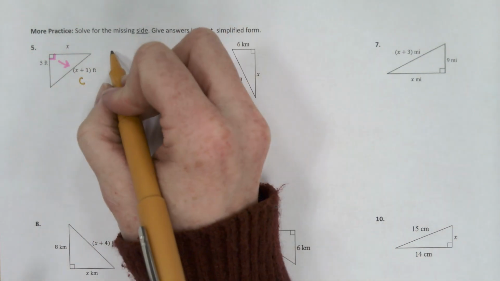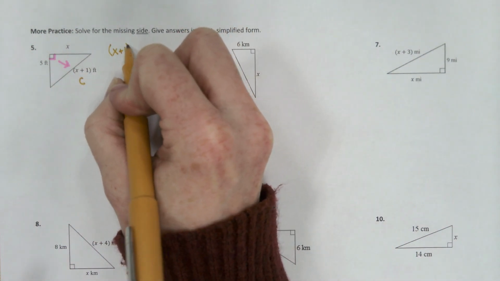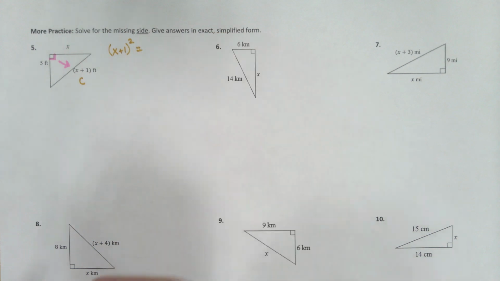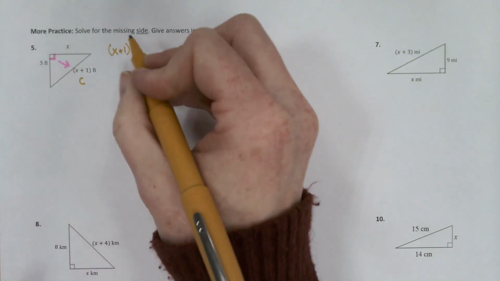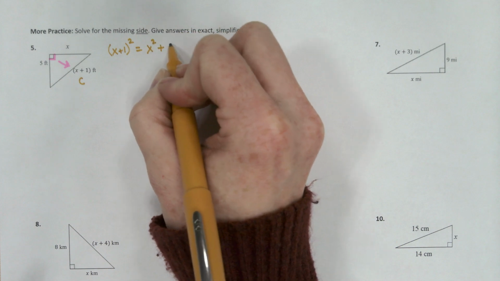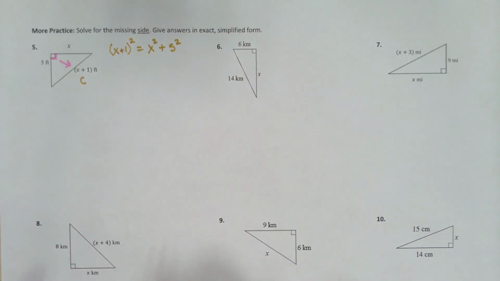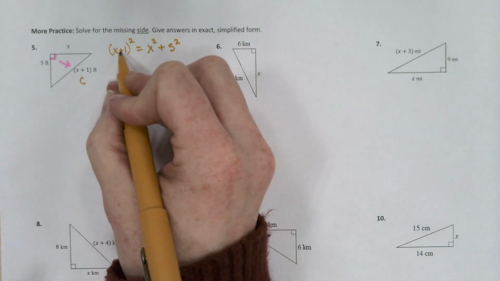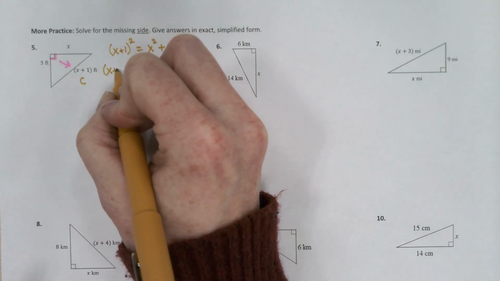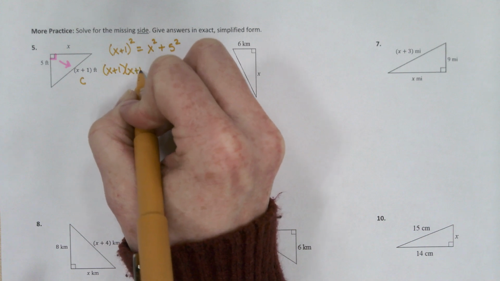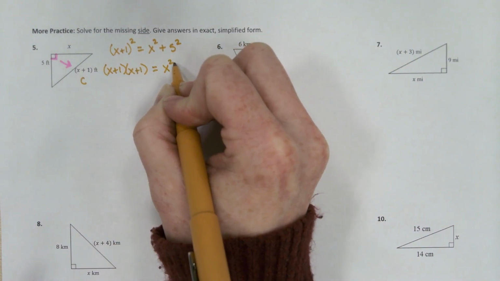So across from that right angle is C. That means I'm starting with x plus 1 squared in this equation. And then my a squared and my b squared are going to be x squared and 5 squared in whatever order I wish. Squaring a binomial means I need to take that x plus 1 and multiply it by itself.